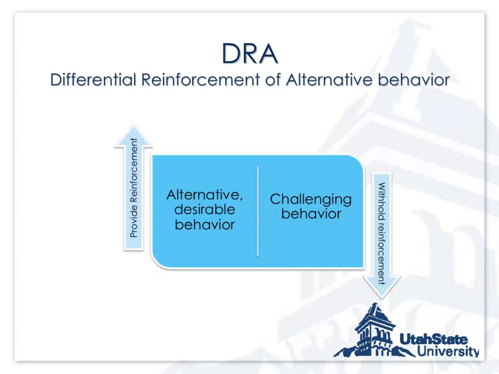DRA stands for Differential Reinforcement of Alternative Behaviors. In this case, it consists of providing reinforcement for a more desirable or appropriate behavior while withholding reinforcement for the less desirable, challenging behavior. This results in an increase in the future probability of the desired behavior and a decrease in the occurrence of the challenging behavior. The purpose is to substitute an appropriate response for the inappropriate response.